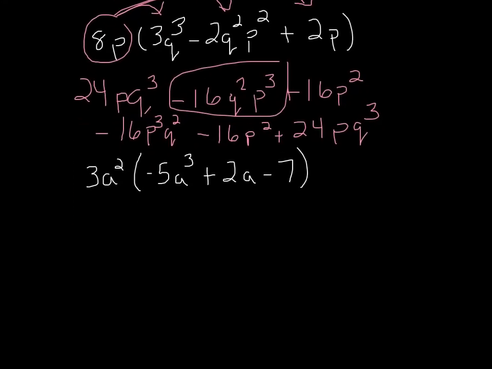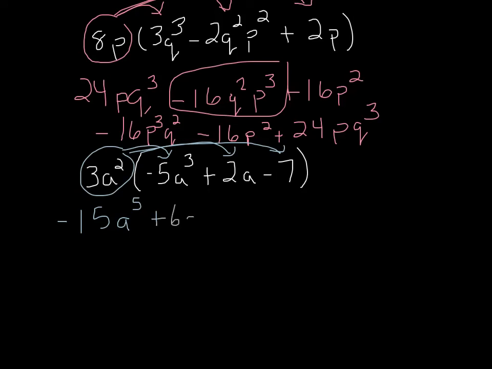Alright, and the last one. Let's do this one in blue. So we're going to distribute our 3a squared to each of these. Alright, so 3 times negative 5 is negative 15. And we got a squared and a to the third, so we have a total of 2, 3, 4, 5 a's. So a to the fifth. Okay, 3 times 2 is positive 6. A squared times a is a to the third. And 3 times negative 7 is negative 21, and a squared. Alright, so that's the basics to distributing a monomial. Pretty simple.